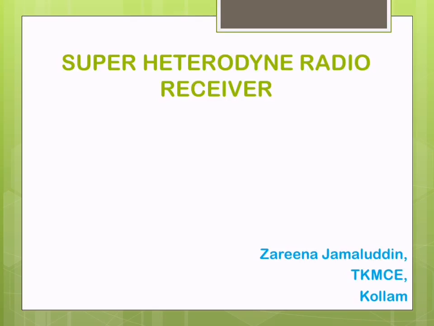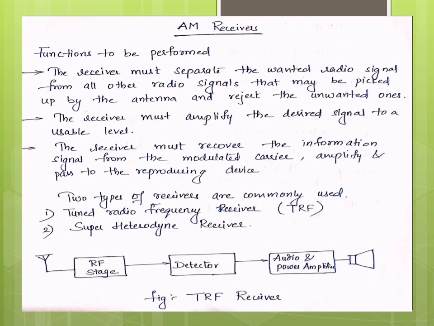Today we are going to discuss the super heterodyne radio receiver. Before going to the super heterodyne radio receiver, let us see what we mean by AM receivers and the functions performed by the AM receivers. First, the receiver must separate the wanted radio signal from all other radio signals that may be picked up by the antenna and reject the unwanted ones. So it should take only the wanted radio signal and reject all unwanted ones. That is done by the AM receiver.